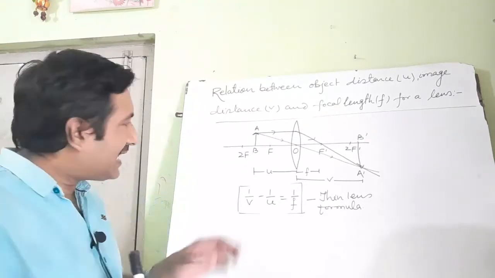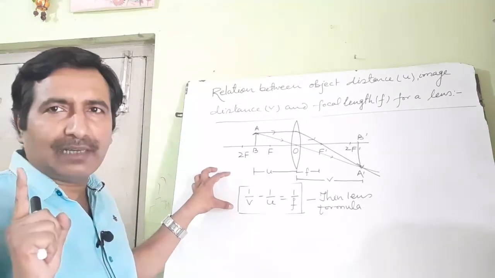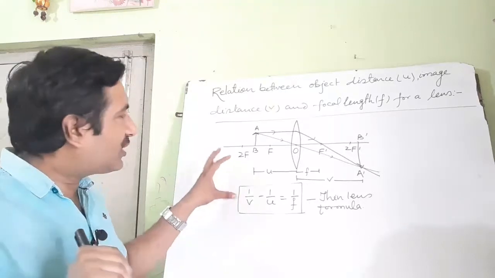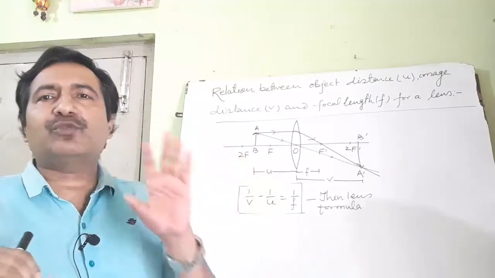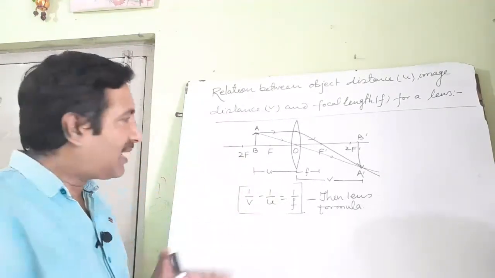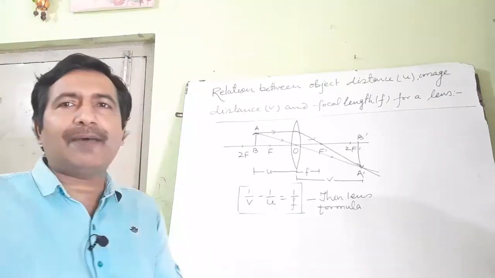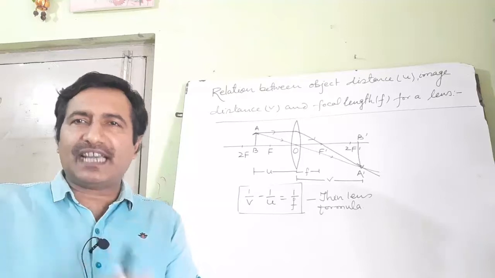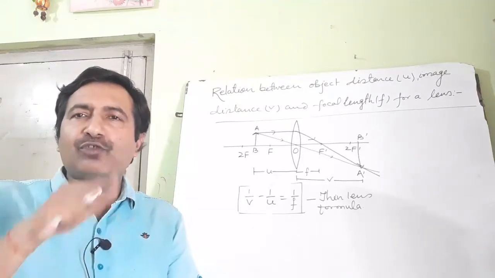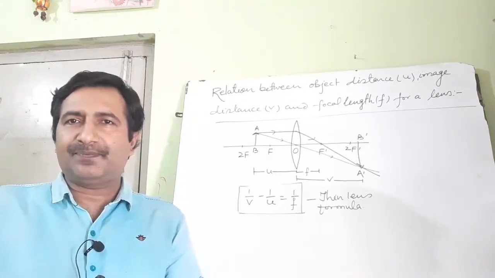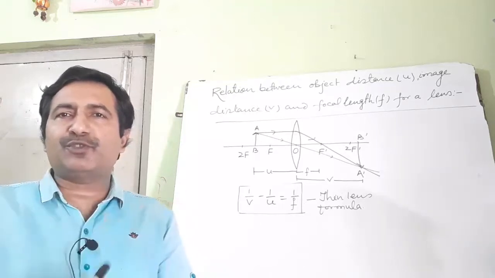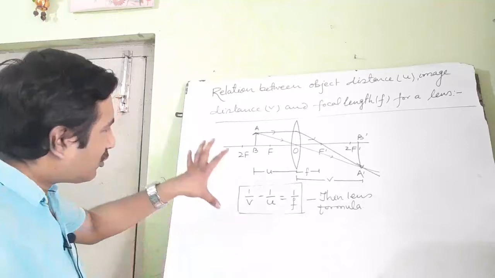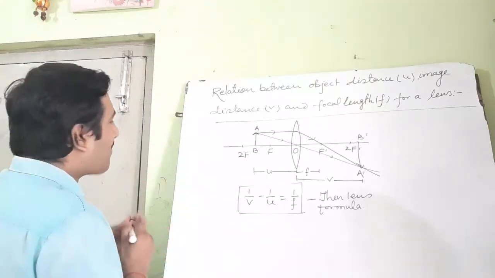Got it? Derivation of this formula is not in your syllabus. That will be discussed in class 12. Okay? So derivation of this formula will not be asked in the examination. But you have to use this formula to find the values of u, v and f if out of these three, two are given. So numerical problems will be solved on the basis of this formula. Is it clear? After knowing this formula, you have to know about magnification.